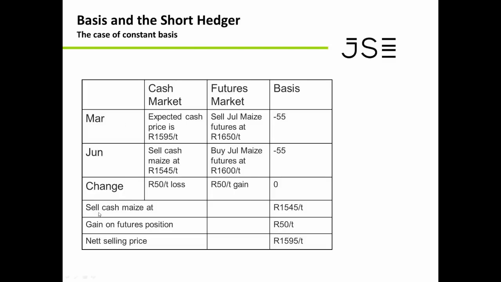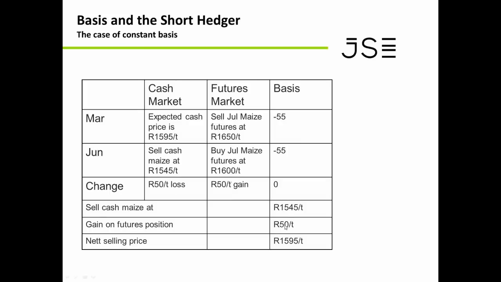So by June, the farmer would sell his maize in the cash market at what price? At the going cash market price of 1545. That is the one there. But then he gained 50 rand in the futures market, because he sold at this and is buying back his futures at 1600, gaining 50 rand there.